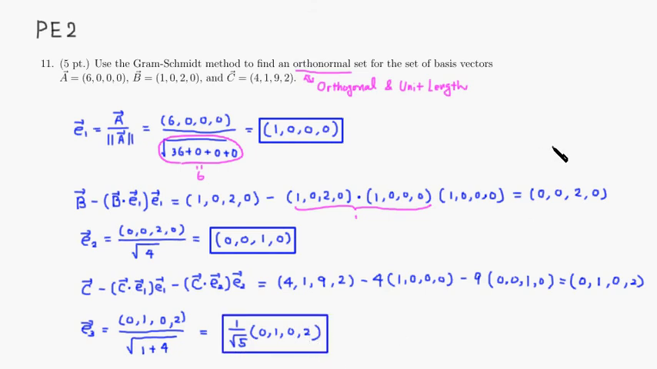That's it. This is called the Gram-Schmidt method, and you can see that these are all orthogonal. If you take the dot products, they are always 0, and each vector is of unit length. All right, that's it. I hope that this was clear.